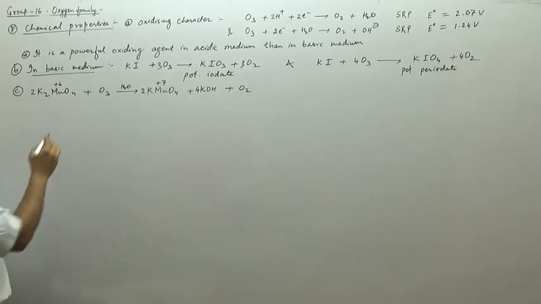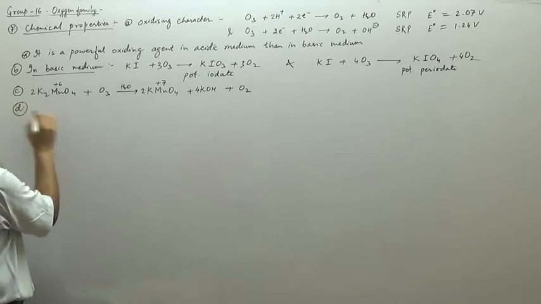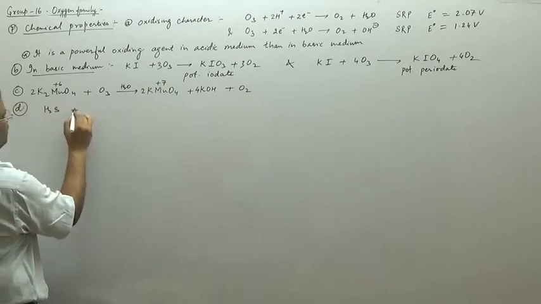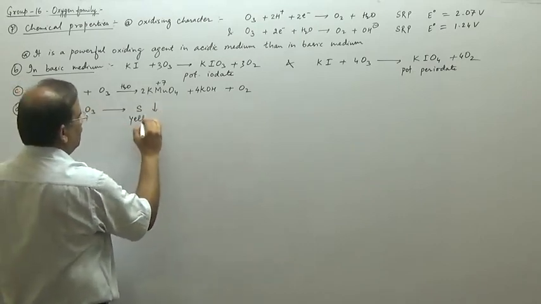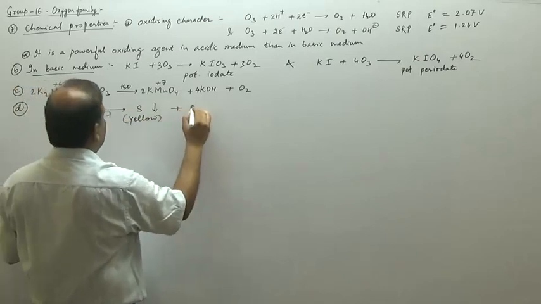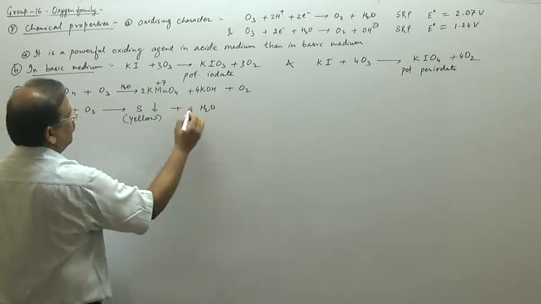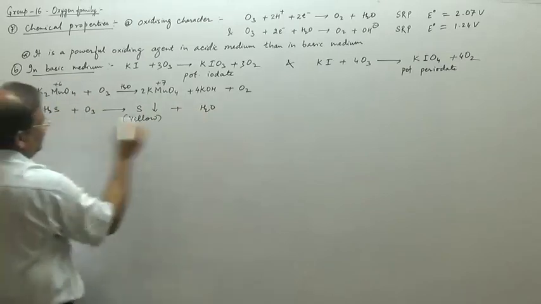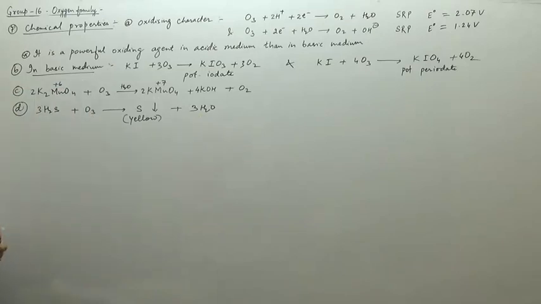Then ozone also reacts with H2S. If I write with H2S, which is a reducing agent, it will get converted into sulfur, a yellow compound, a yellow PPT, plus we get three H2O. So I'll get sulfur plus thrice of H2O. So it will give us the yellow PPT with H2S.